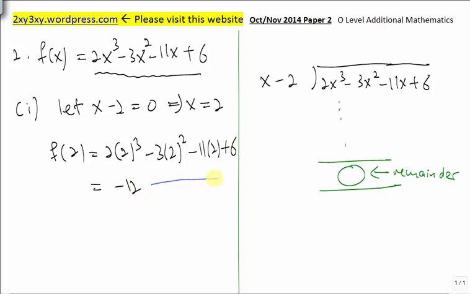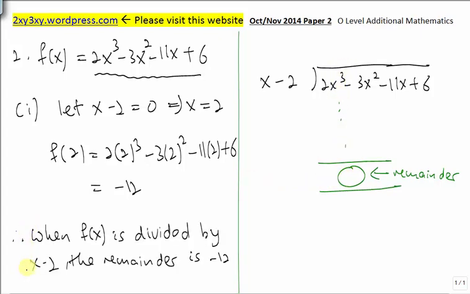Again, this remainder here will be the same as this value if we find the remainder by using the long division method. Here we conclude our answer.